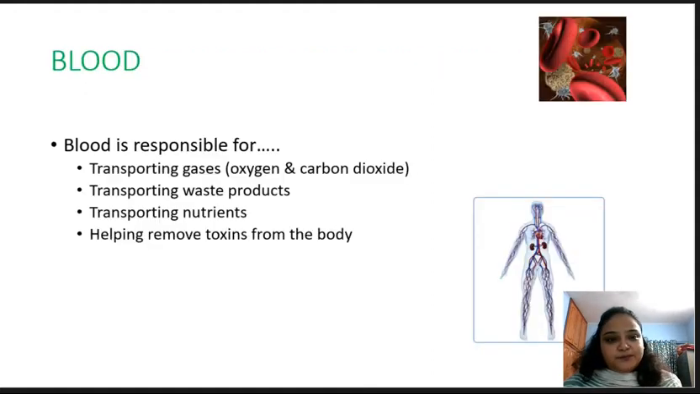Let's start with the blood. Blood is responsible for transporting gases, transporting waste products, transporting nutrients, helping remove toxins from the body.